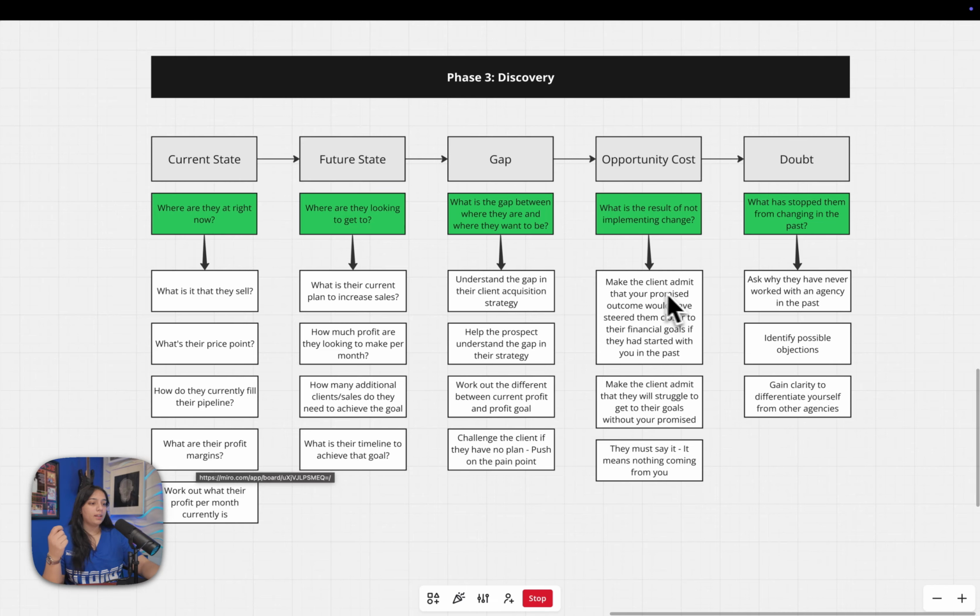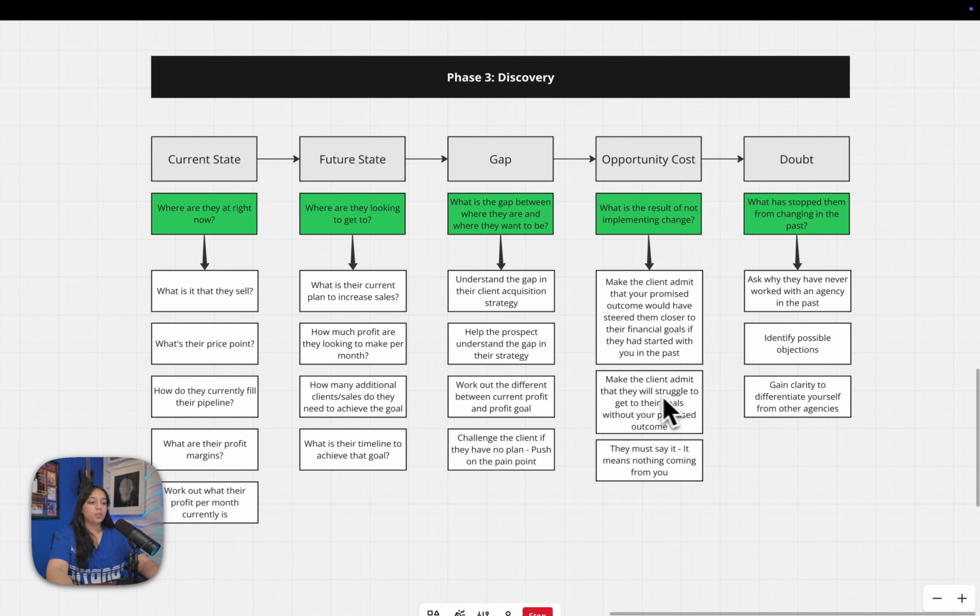So you want to make the client admit that your promised outcome would have steered them closer to their financial goals if they had started with you in the past. Then you want to make the client admit that they will struggle to get to their goals without your promised outcome. And the key here is that they must say it. They must acknowledge the fact that if they don't implement your services, they're going to stay stuck in their current state.